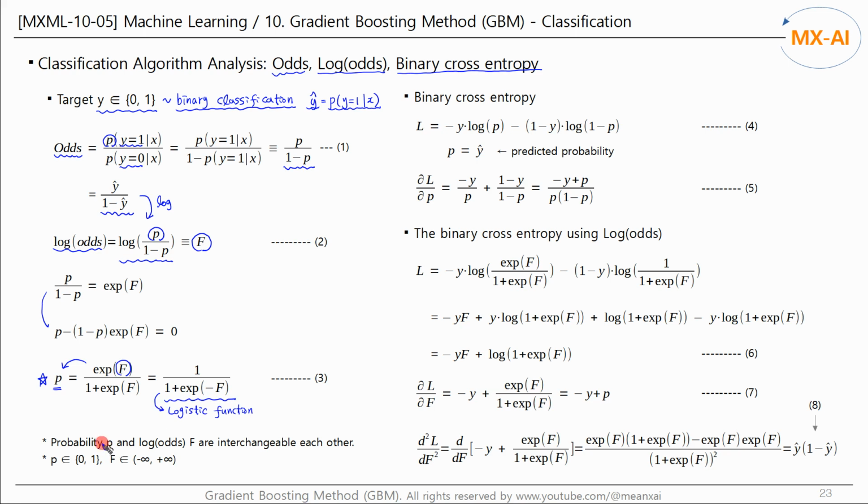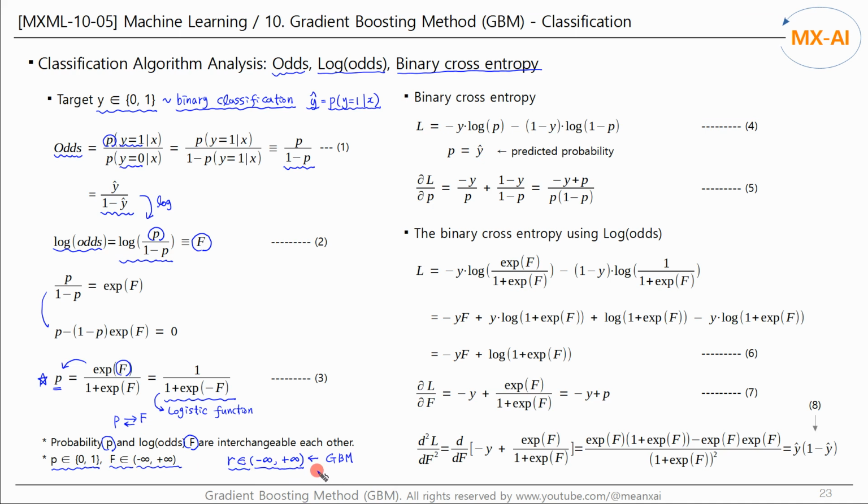Probability p and logodds f have the same information. You can calculate logodds f with probability p, and you can also calculate probability with logodds. P is bounded to 0 and 1, and logodds f is unbounded from negative infinity to positive infinity. The GBM learns the residuals, and the residual is also unbounded.